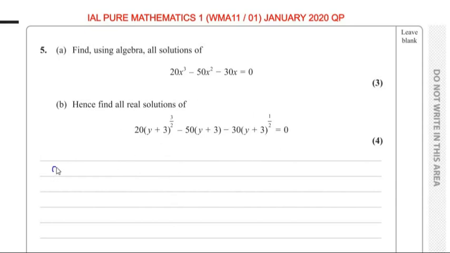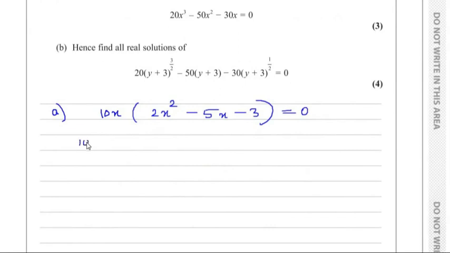So let us start by taking the x common out from all these terms, and we can see that all the terms can be divided by 10 as well. So we can take 10x common out. So we are left with 2x square in the bracket minus 5x minus 3 is equal to 0. So we have factorized the given expression. Next we can separate out the factors as 10x is equal to 0 and 2x square minus 5x minus 3 is equal to 0.